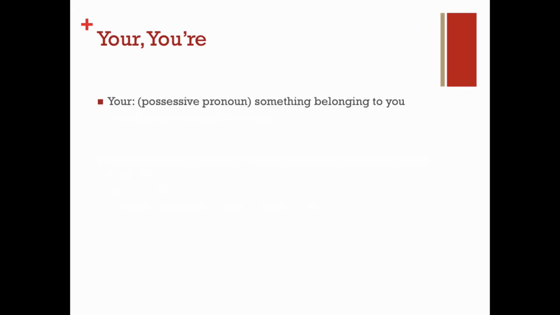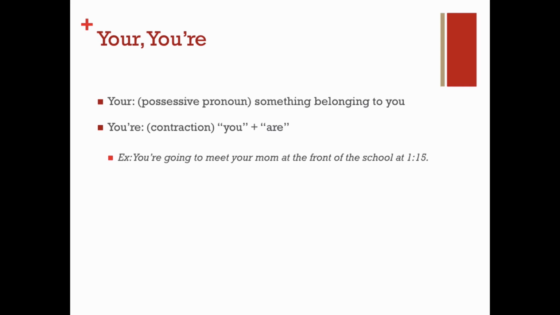Your and you're. Y-O-U-R is a possessive pronoun, which is referring to something that belongs to you. Y-O-U-'-R-E is a contraction for you and are. Example, you're going to meet your mom at the front of the school at 1:15, and you're so kind to lend me your sweater.